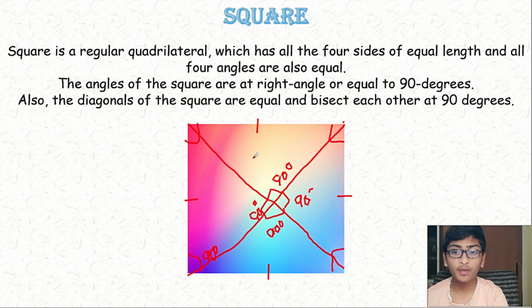The main property of square is that all sides are equal and all angles are also equal, and the diagonals of the square are equal. If one diagonal is 4 meter, then the other will also be 4 meter. The diagonals bisect each other at 90 degrees. Everywhere the square has equal sides and 90 degrees. These are the main points of square: all 4 sides are equal, all 4 angles are equal, and the 2 diagonals are also equal, all 4 angles are 90 degrees, and the diagonals bisect at 90 degrees.